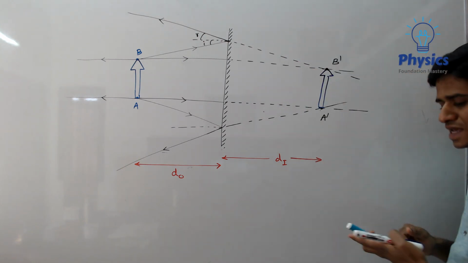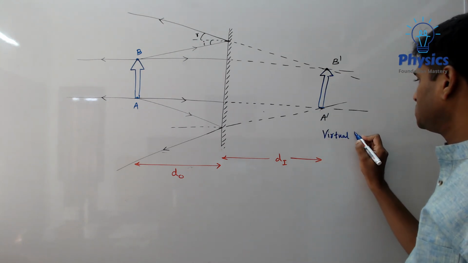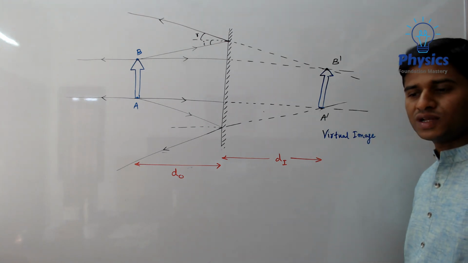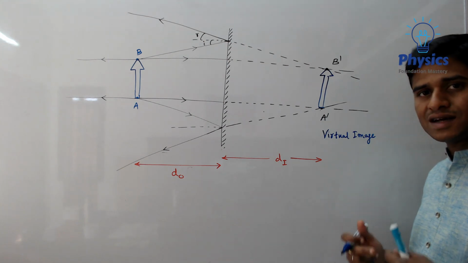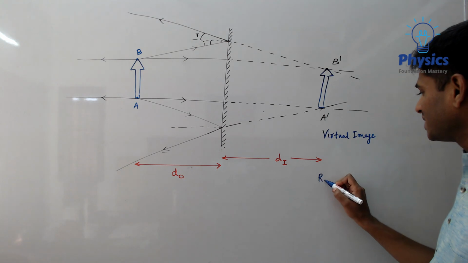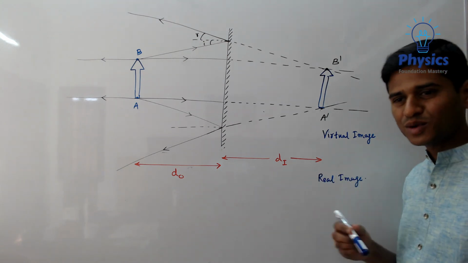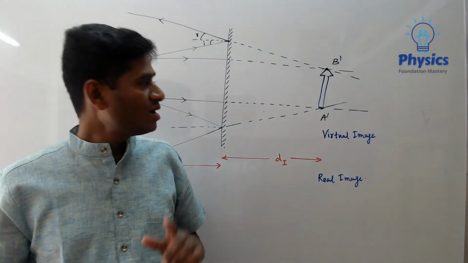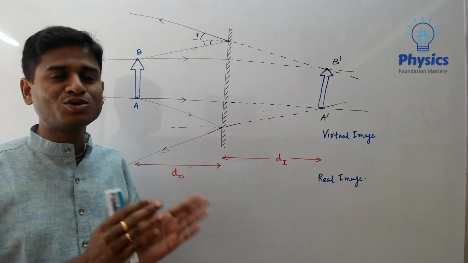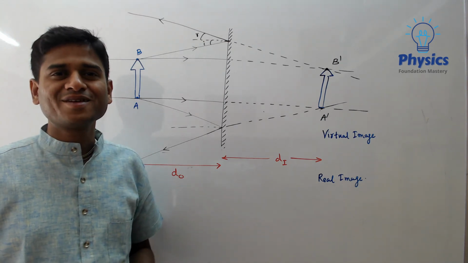So, such an image is called a virtual image. If I say that there is a virtual image, that means the opposite of virtual image, which is basically a real image, also must exist. Right? So I'm going to put up another video about virtual image and real image, the differences and how to understand both of them. I'm going to make another video.